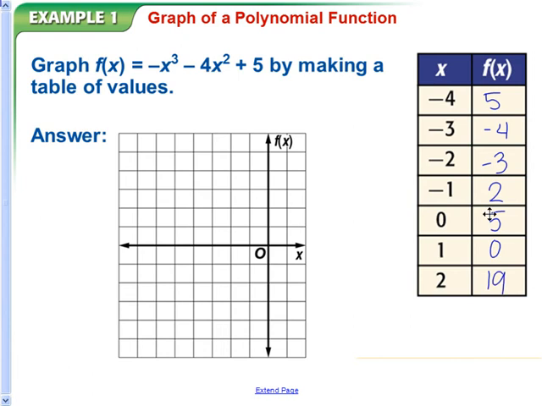Okay, so we used our table, and now we're going to actually plot the exact points on graph paper. So this is where you need your graph paper, draw an X and Y axis. And I don't think we're going to get that 19 in there. So we start by going over 4 to the left, up 5. Over 3, down 4. Over 2, down 3. Over 1, up 2. 0, up 5. 1 is 0. And then 2 is back up high at 19. I'll just put it off the paper like that.